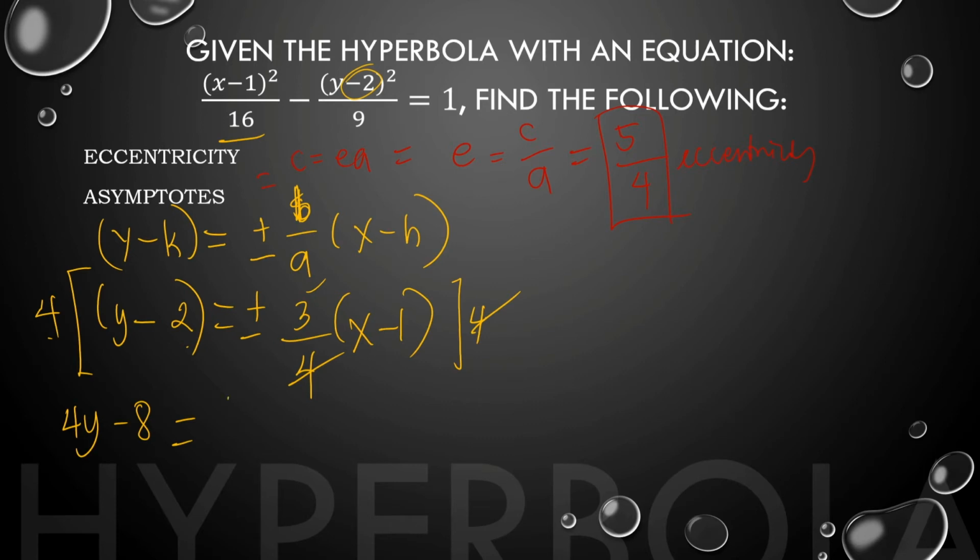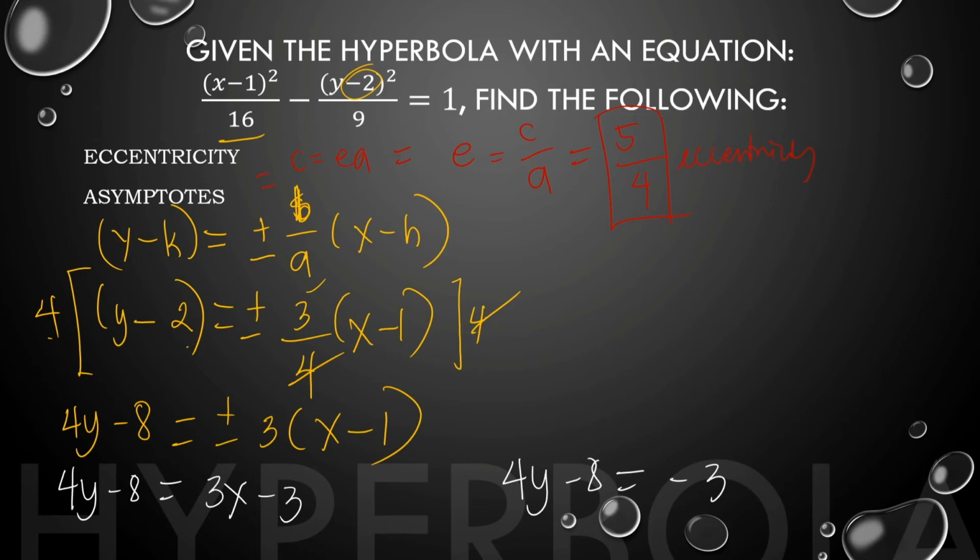Is equal to positive negative 3 times x minus 1. So, lipat-lipat lang natin. 4y minus 8 is equal to, yung positive muna, so 3x minus 3. And then yung isa, 4y minus 8 is equal to negative 3x plus 3. And then, transpose, 3x minus 4y sa kabila. And then, negative 3 plus 8 is equal to positive 5 is equal to 0.